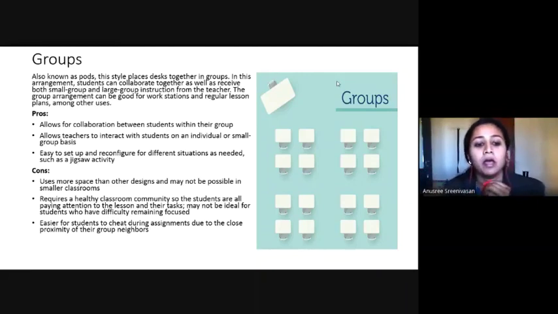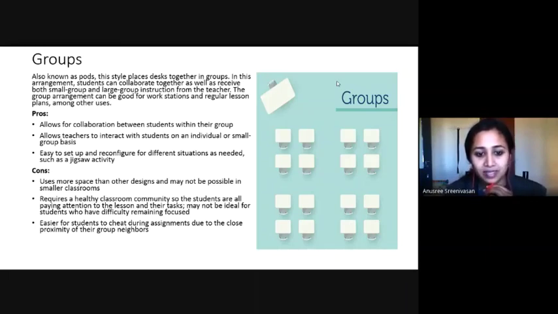And the cons is that it uses more space than the other designs, and it may not be possible in smaller classrooms. It requires a healthy classroom community, so the students are all paying attention to the lesson and their task, and it may not be ideal for students who have difficulty remaining focused.